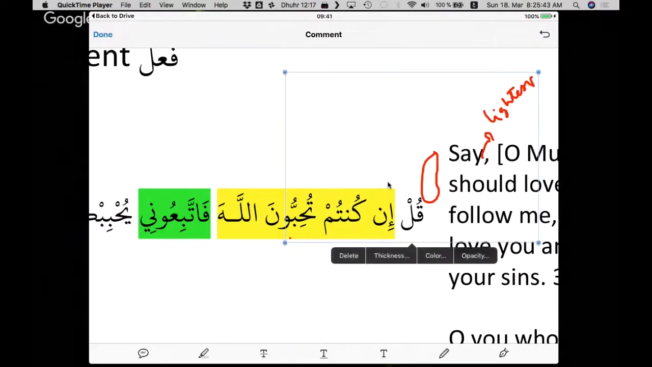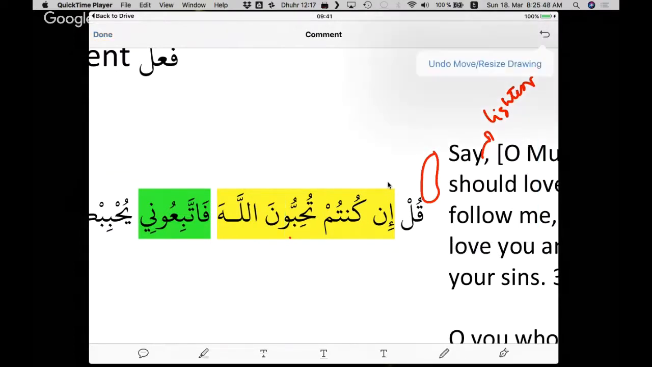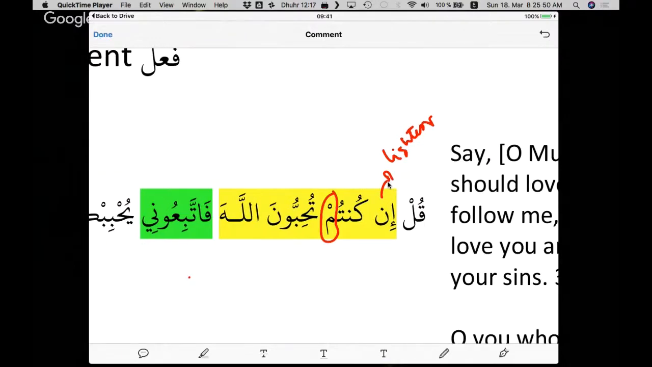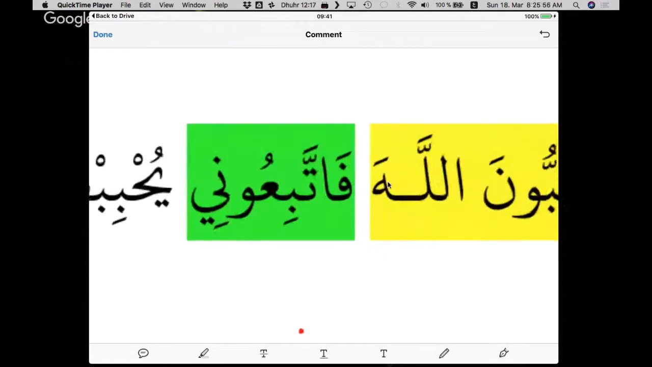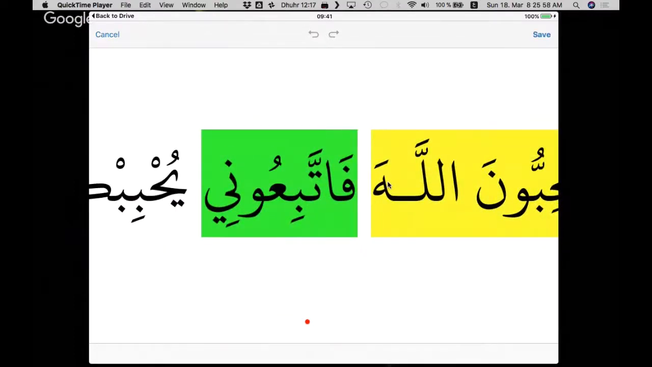fattabi'uni. Then follow me. Now, where is then? The fa is then. Tabi'u is a fi'l coming from the present tense, and ni is an attached pronoun. Fattabi'u. Now this fattabi'u is lightest.